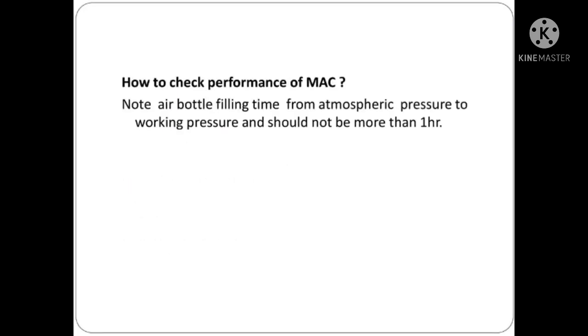But now the last question is how to check the performance of the main air compressor. This can be done by noting down the filling time of the air bottle from atmospheric pressure to the working pressure. It should be less than 1 hour. So in this way we can check the performance of the main air compressor.